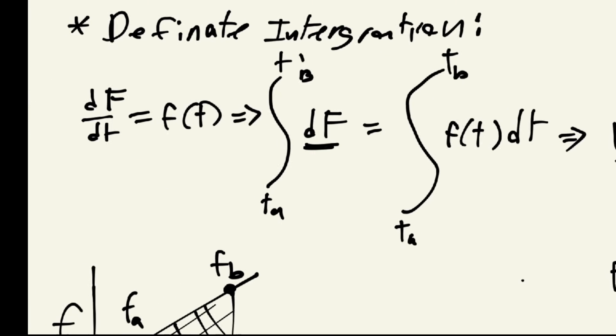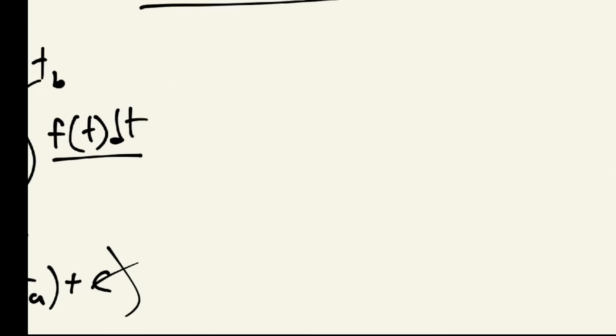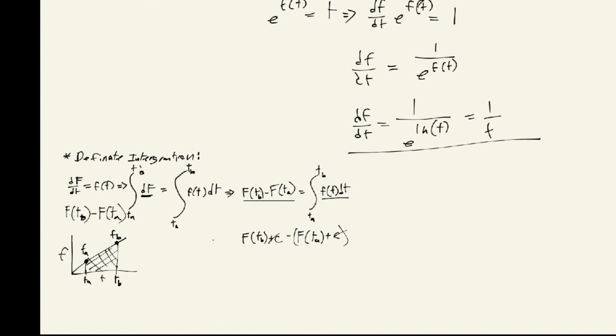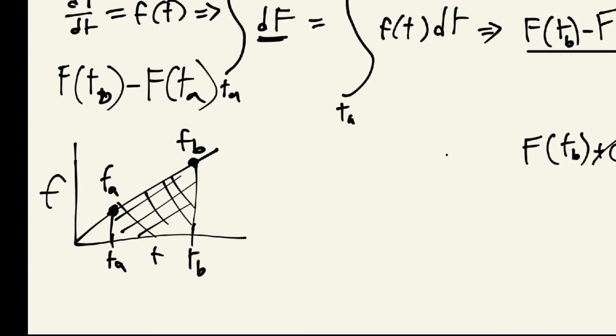And so you see that we just put in the antiderivative of f. That's what the integral dF means. So it's just going to be normal F of t sub b minus normal F of t sub a. And that's the area under that graph if we're looking for definite integration between two points.